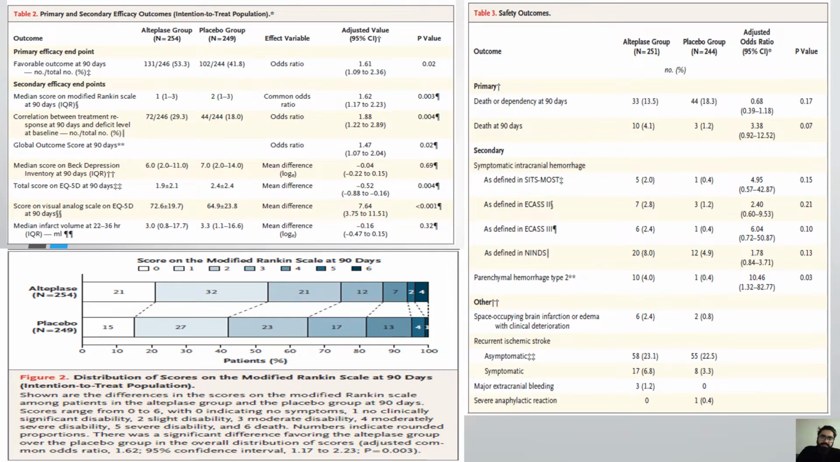So these are the results. I would bring your attention to the figure over here, which is a graph, and you can see the score on the modified Rankin score. You can well appreciate the alteplase group as opposed to the placebo group has a better functional outcome at 90 days. You see more lighter color areas which correspond to a lesser MRS score as opposed to the placebo group, which has a slightly darker color. So this correlates to a better functional outcome in those who received alteplase.